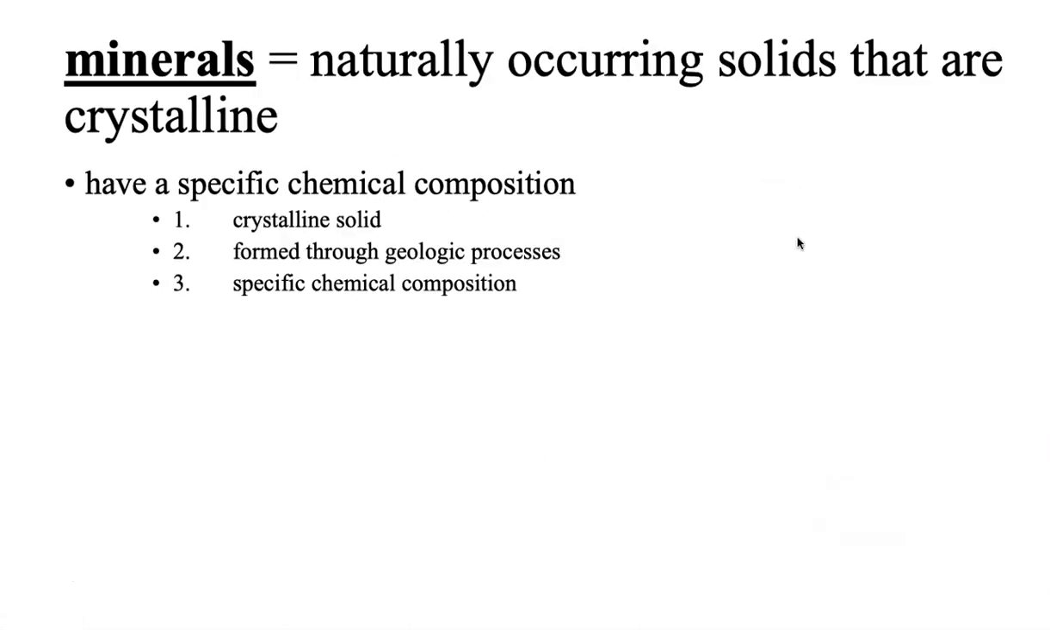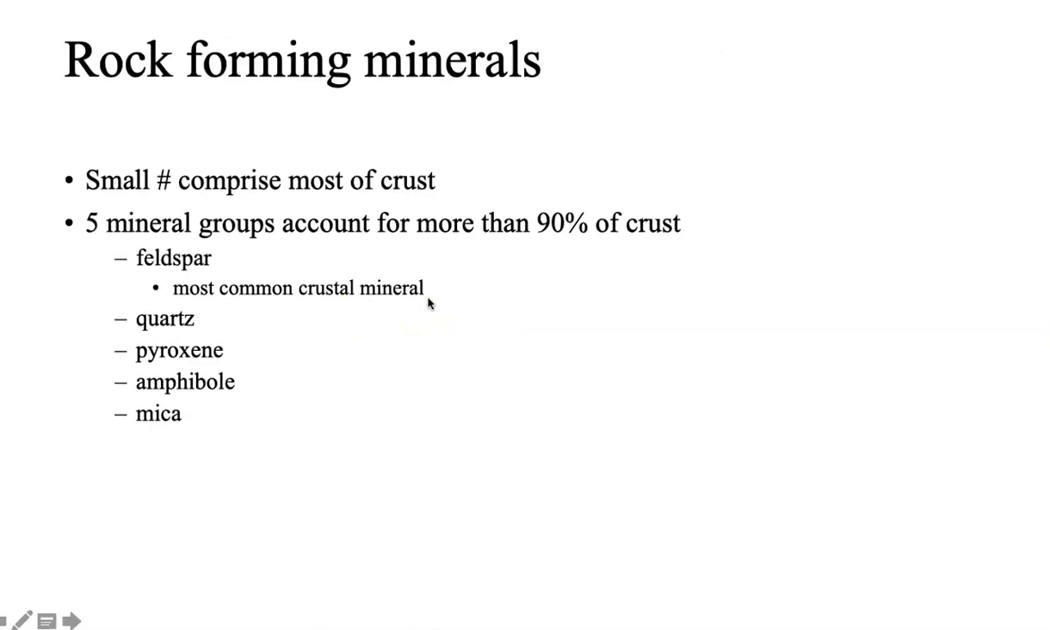So, in summary, a mineral has to be solid, it has to form naturally, and it has to have a specific chemical composition, organized. The most common minerals, the ones we will use, are feldspar, quartz, pyroxene, amphibole, and mica.